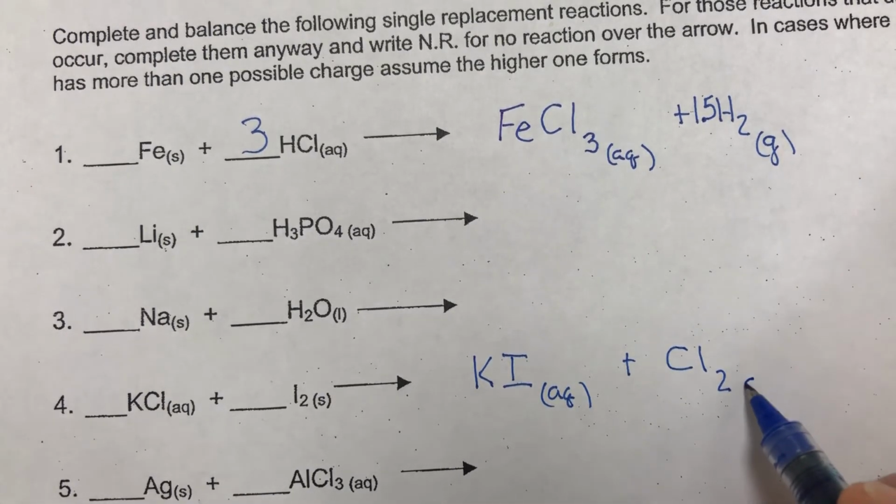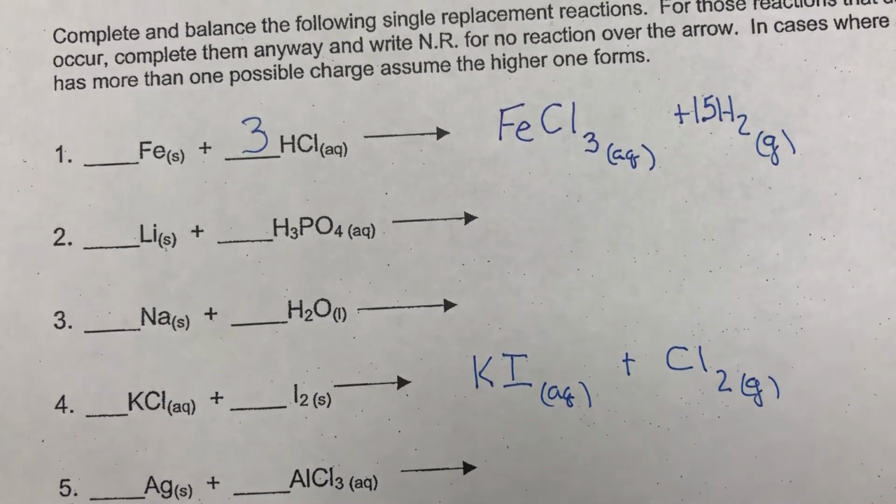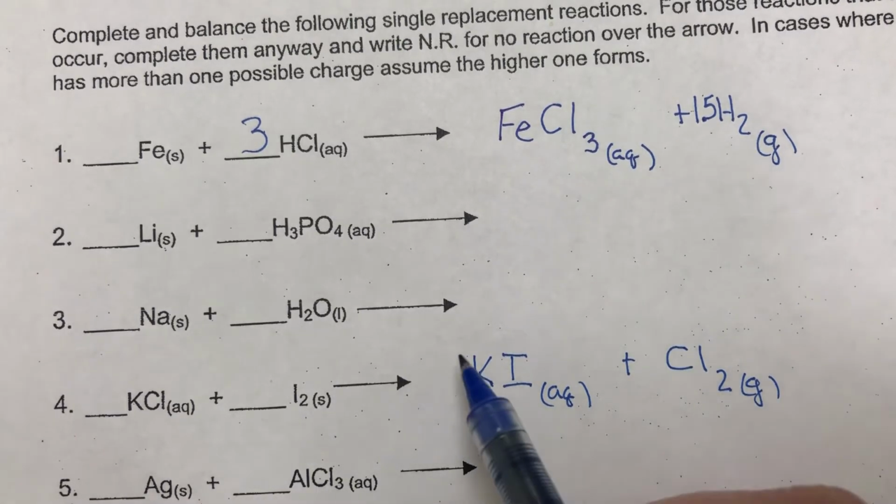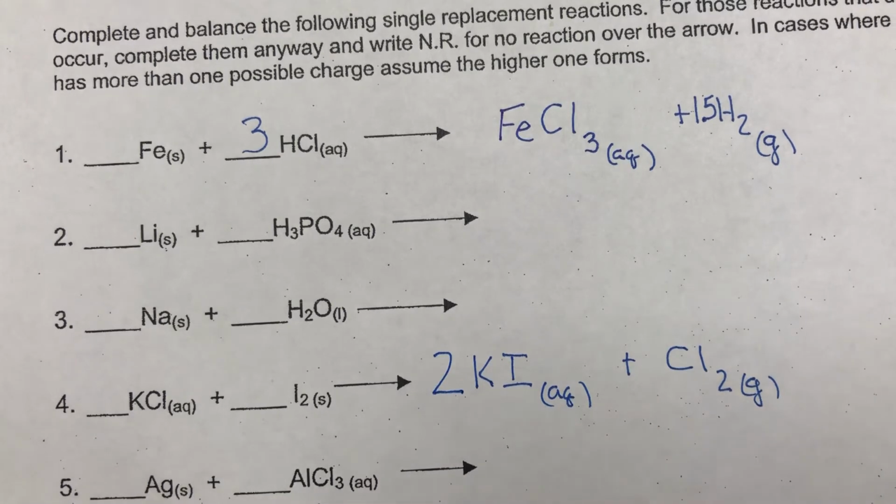Chlorine would be a gas in its elemental state. Balancing this one, potassiums look good, 1 and 1 on each side of the equation. I have 2 iodines here. A 2 in front of KI makes 2 iodines, also makes 2 potassiums. A 2 in front here for 2 potassiums, and my equation is balanced. So right now we are just arranging these letters on paper as if a reaction is going to form. Not all times does a reaction form.